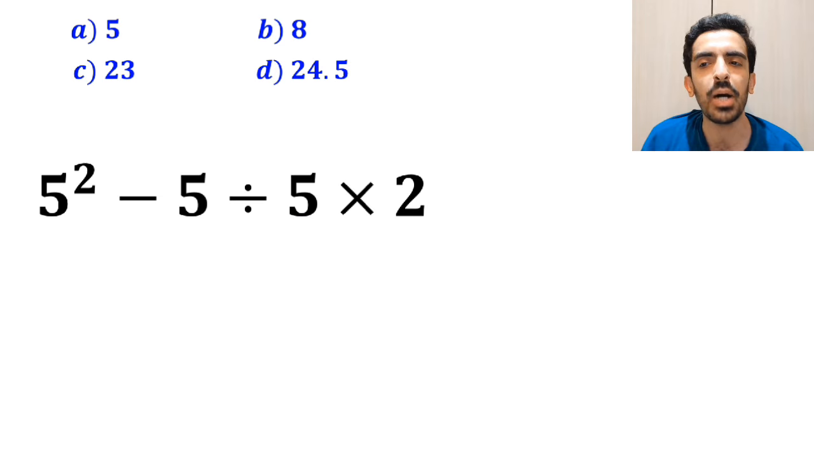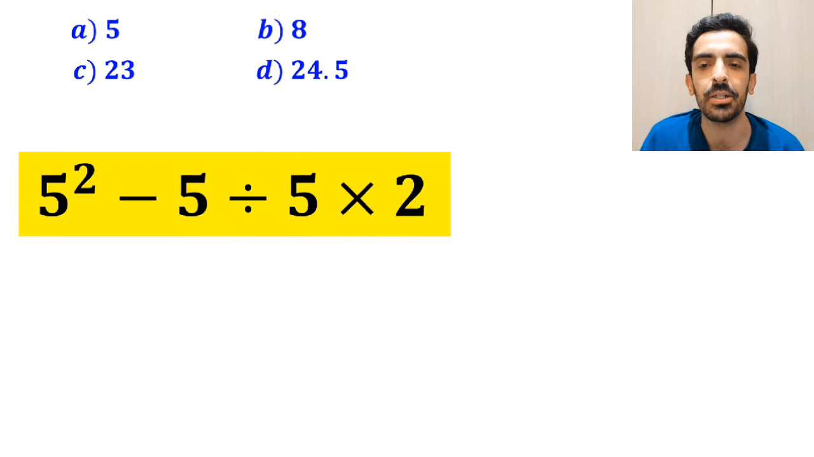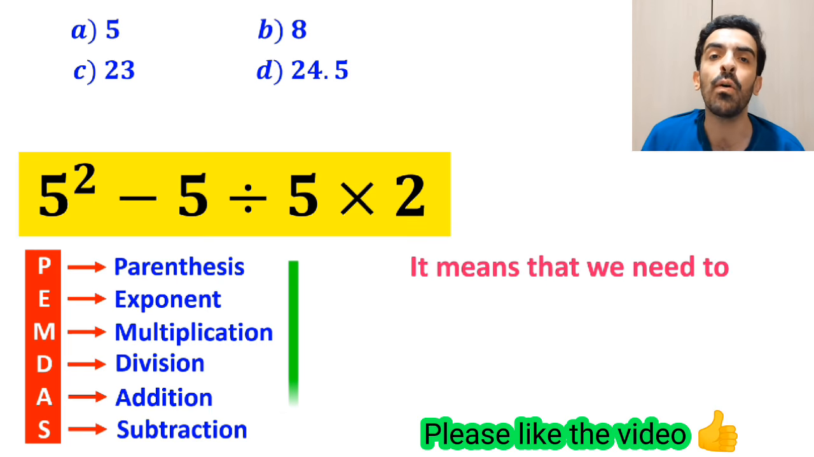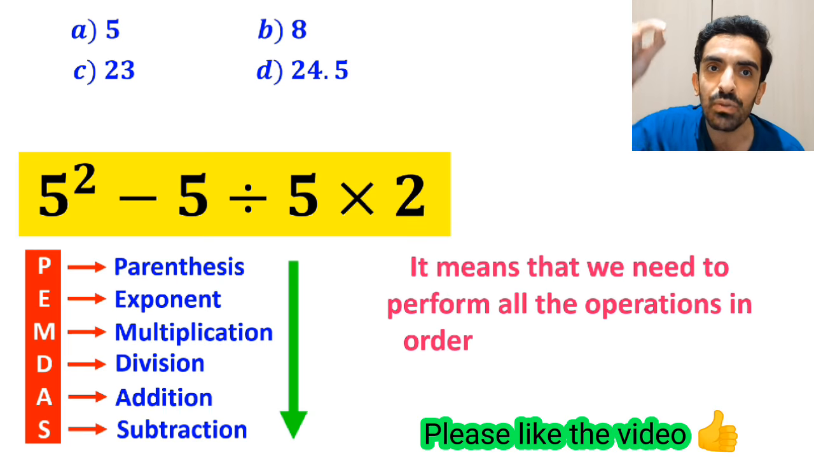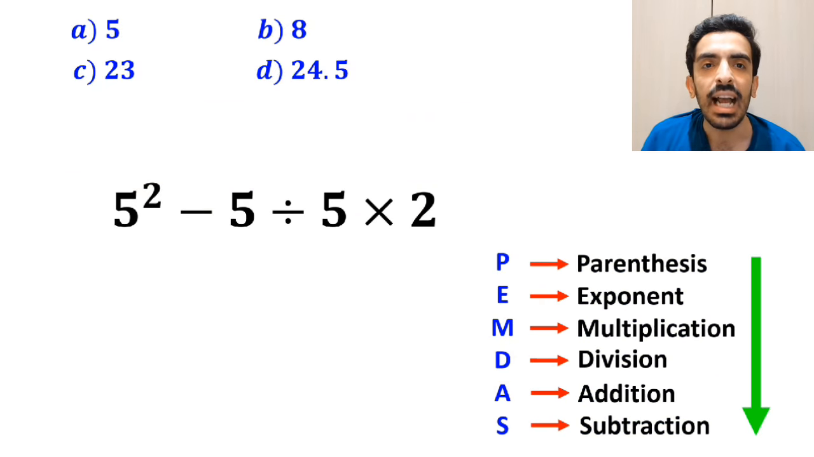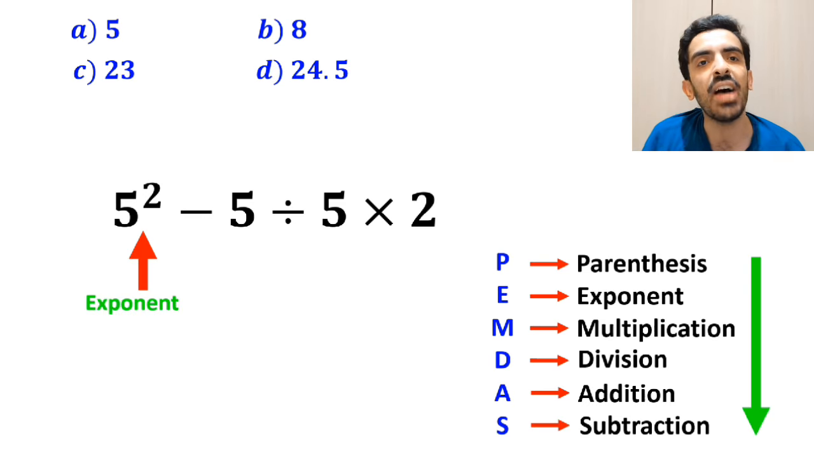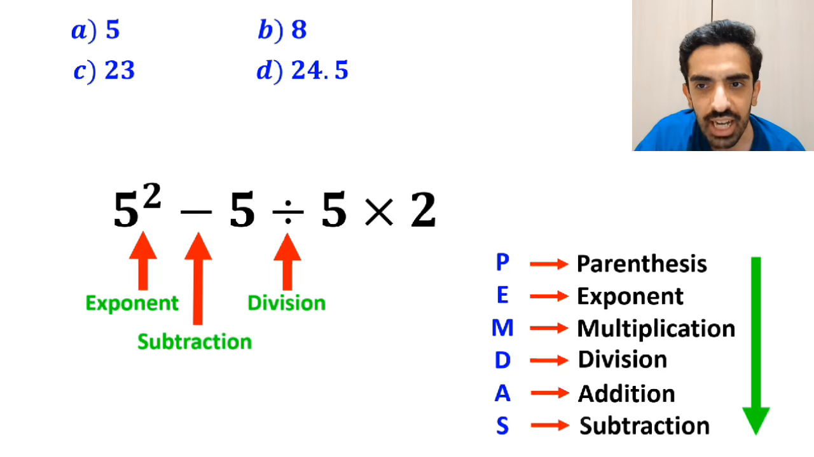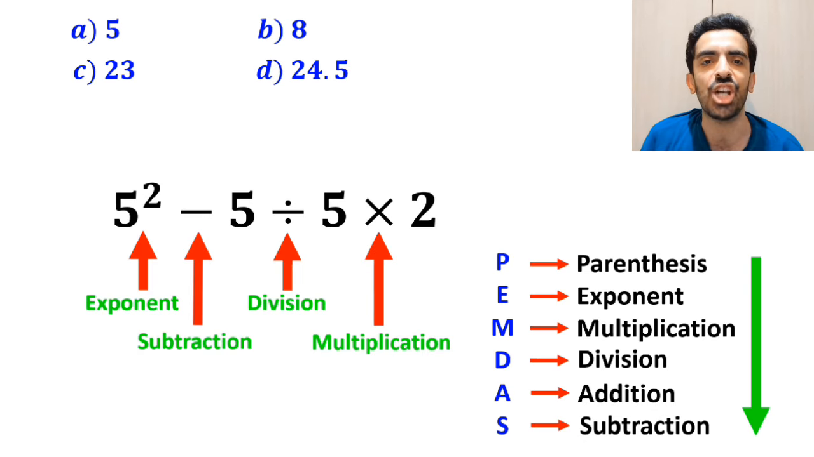Now let me show you step by step how to solve this expression properly. To solve this problem, we must follow the PEMDAS rule. It means that we need to perform all the operations in order from top to bottom. Alright, as you can see in the image, in this expression, first we have an exponent, then a subtraction sign, followed by a division, and finally a multiplication.